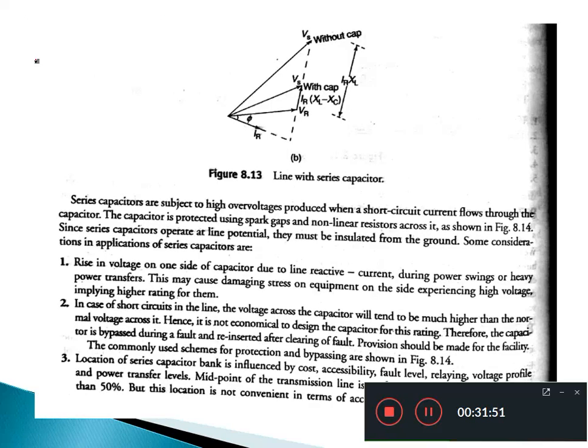So this is the line with series capacitor. This is the vector diagram which shows the series capacitor connected in the line. This capacitor limits the current flow through the transmission system, and the main use is that if you connect the capacitor in series with a transmission line, it reduces the total reactance of the transmission system. If it reduces the reactance, the power flow can be controlled. That is the main objective. These are some of the important highlighting points for connecting the series capacitor with the transmission system.